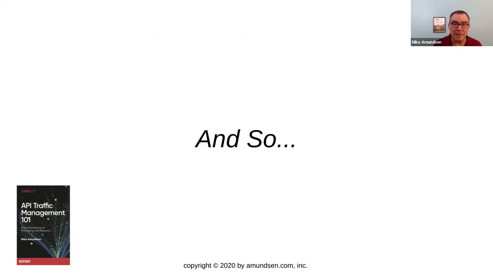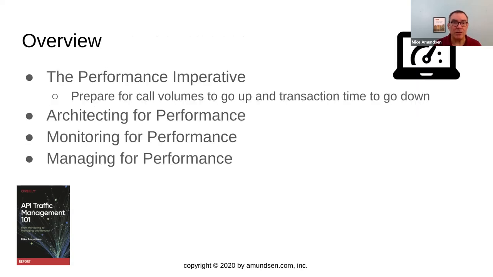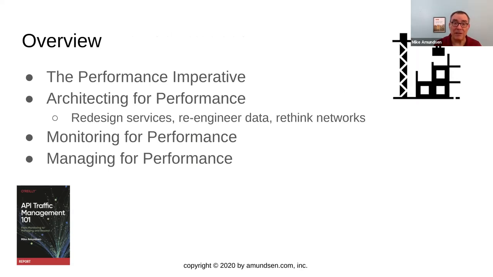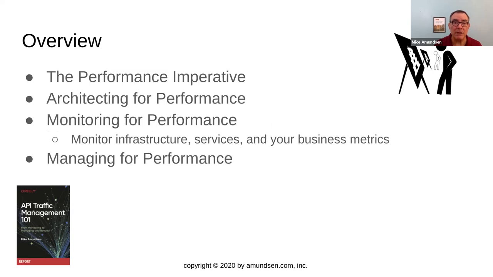So this is a lot to take in, but it's really pretty straightforward. We want to make sure that we prepare for call volumes to go up and transaction time to go down. That is the imperative. That's the challenge in front of us. We want to make sure we start thinking about redesigning services, re-engineering the way we store and manage data, and rethink the way we're using networks. Those are the architectural level elements that we need to focus on and that we can manage for. Once we start building this, we need to monitor our infrastructure, our services, and our business metrics for goals. And we need to adjust accordingly every step along the way.